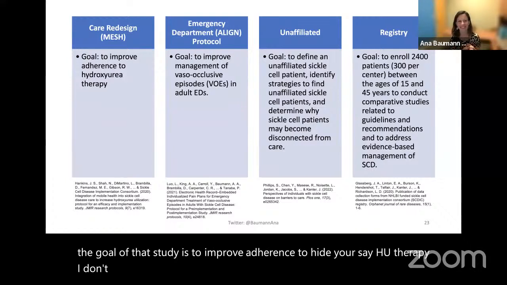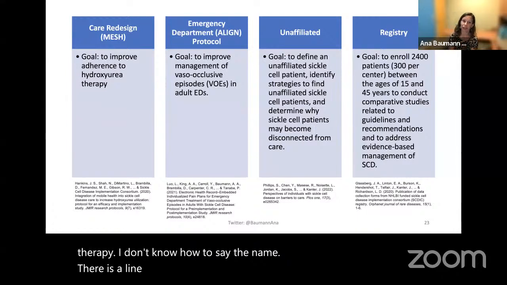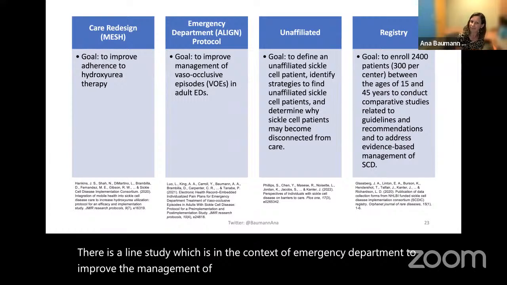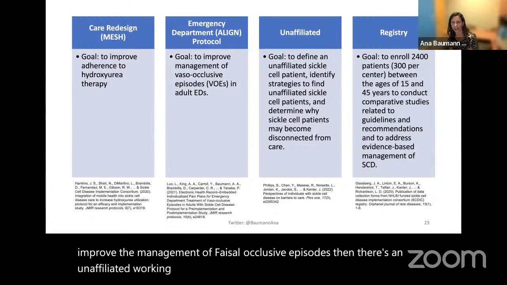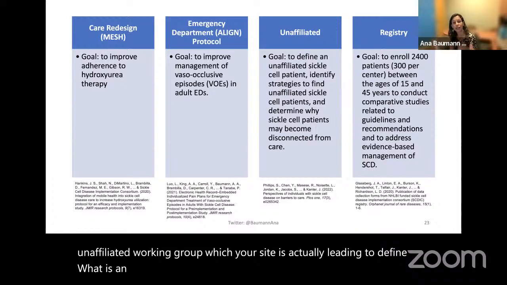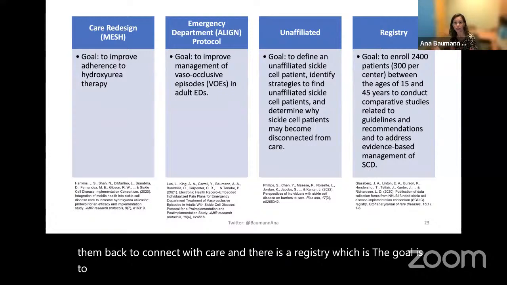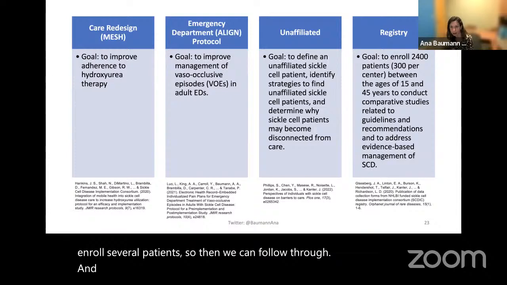I don't know how to say the name. There is an ALIGN study, which is in the context of the emergency department to improve the management of vaso-occlusive episodes. Then there's an unaffiliated working group, which your site is actually leading, to define what is an unaffiliated sickle cell patient, identify the strategies, and bring them back to connect with care. And there is a registry, where the goal is to enroll several patients so we can follow through and help address management of sickle cell disease.